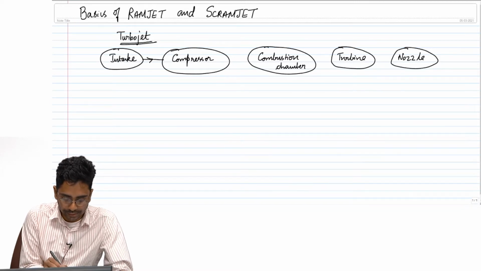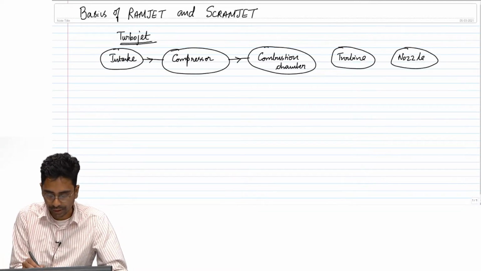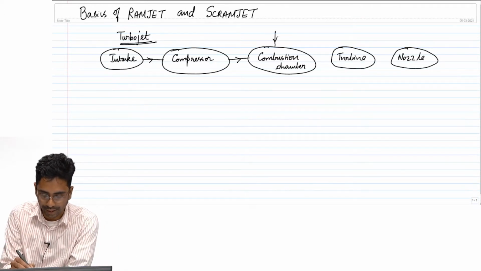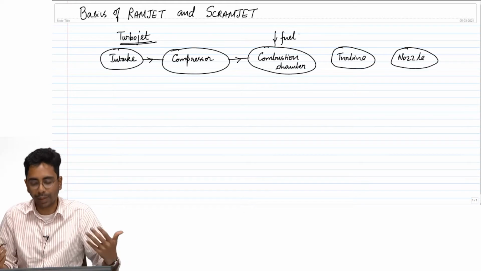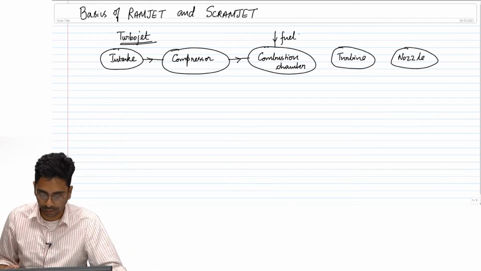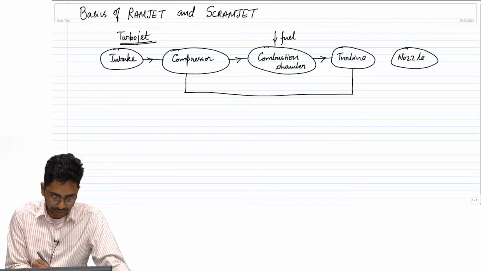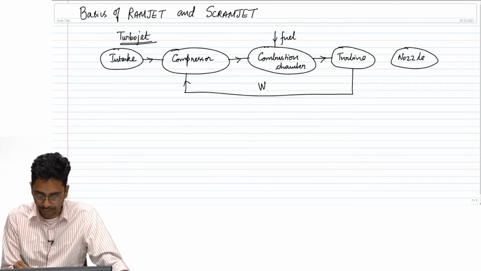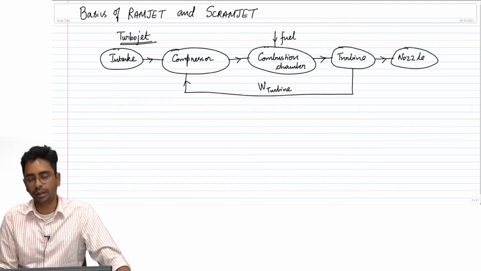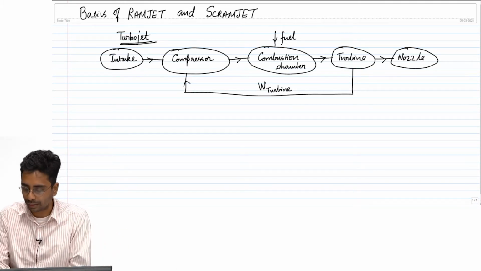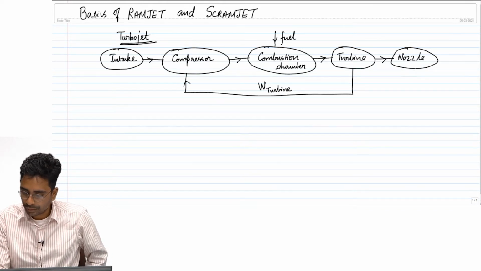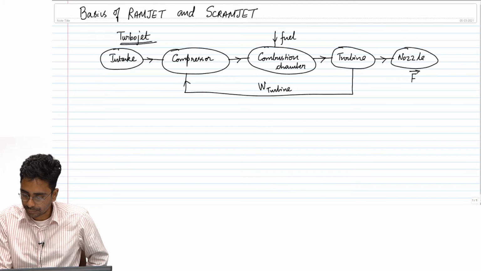So, air is taken in, goes to the compressor, compressed air goes to the combustion chamber, and in the combustion chamber fuel is added, that is to add enthalpy at high pressure to the working medium, and then the combustion products are expanded through a turbine. The work produced by the turbine goes back to the compressor. Then the rest of the exhaust from the turbine is expanded through a nozzle producing thrust. So, there is thrust produced.